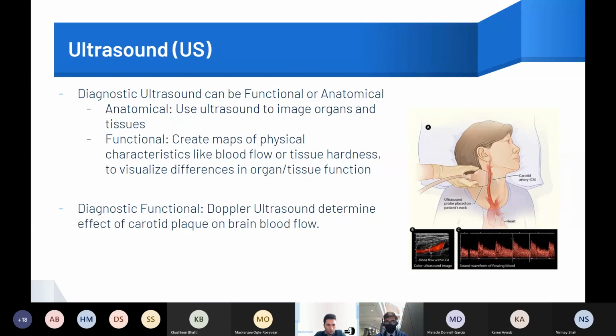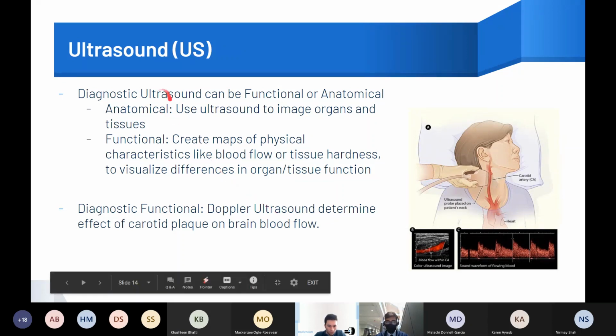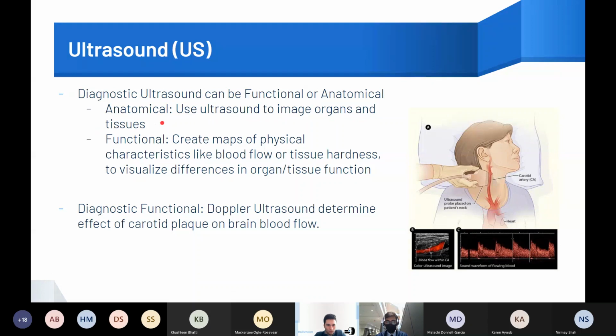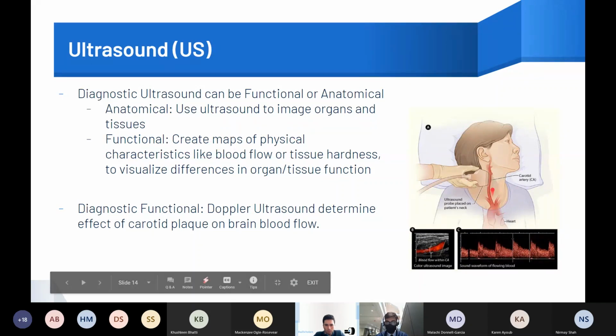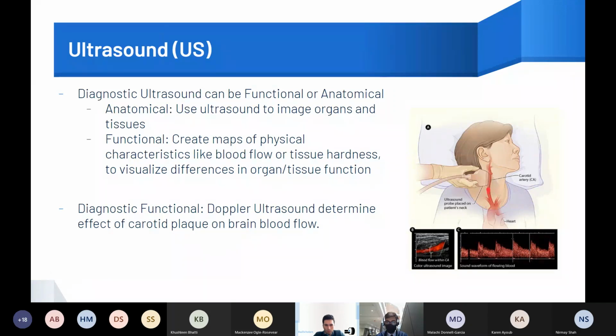So you can do diagnostic ultrasound, and that can be functional or anatomical. So anatomical is maybe something you've seen before, and that's to use ultrasound to image organs and tissues. And so the typical baby, fetus, placental ultrasounds that you see in TV shows and whatnot are anatomical diagnostic ultrasounds. And functional ultrasounds, used for functional techniques, create maps of physical characteristics like blood flow. So they can tell you, how is blood flowing through, for example, the carotid artery here.